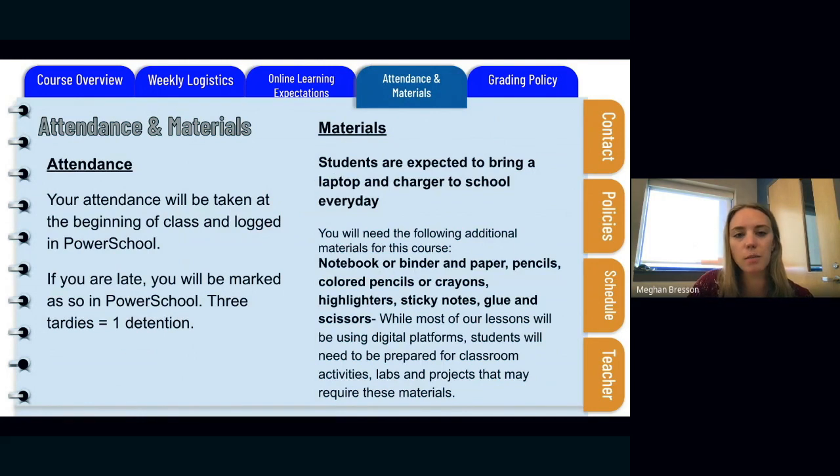Attendance is taken at the beginning of class and logged in PowerSchool. If a student is late, they are marked so in PowerSchool. If they accumulate 3 tardies, that is a detention. For this course, students are expected to bring a laptop or charger to school every day.